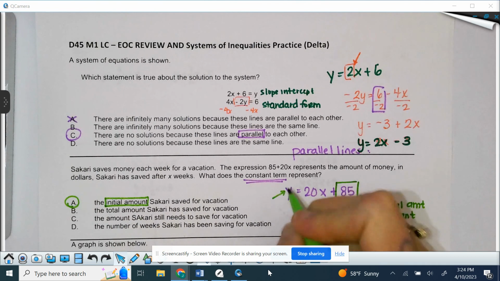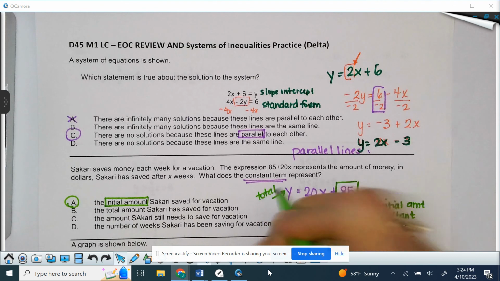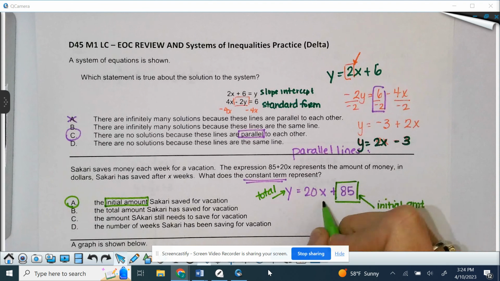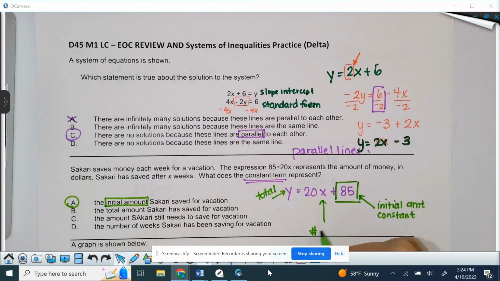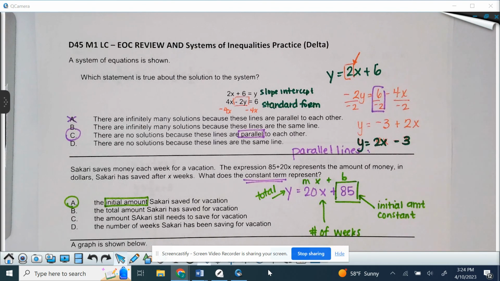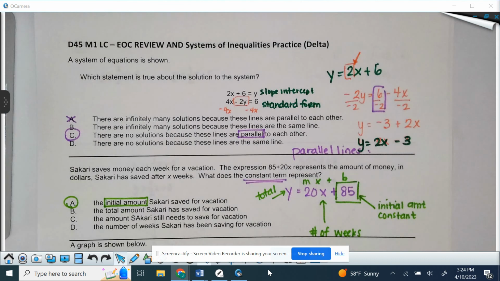The total amount she has saved for vacation is going to be y. So this is our total, our output when we're done. The number of weeks is going to be x, not 20, but x, because remember, x and 20 are different because that's mx and b, and they each have a different part. So x is your input, so that's how long he's going to save, and then your output is going to be the total amount of money he's going to save.